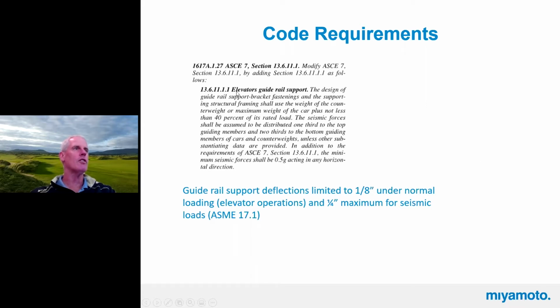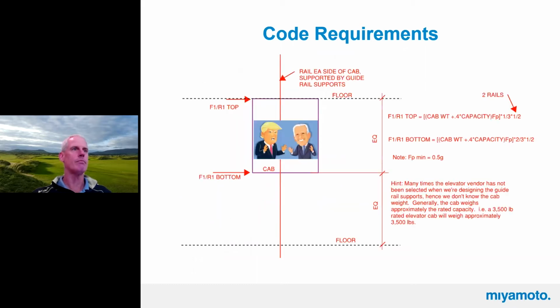This section here, 13.6.11.1.1, talks about the distribution of the loads. I have a little graphic on the next slide that shows how that all works. It gives you the weight to include, including a part of the elevator capacity. So this is how that works.